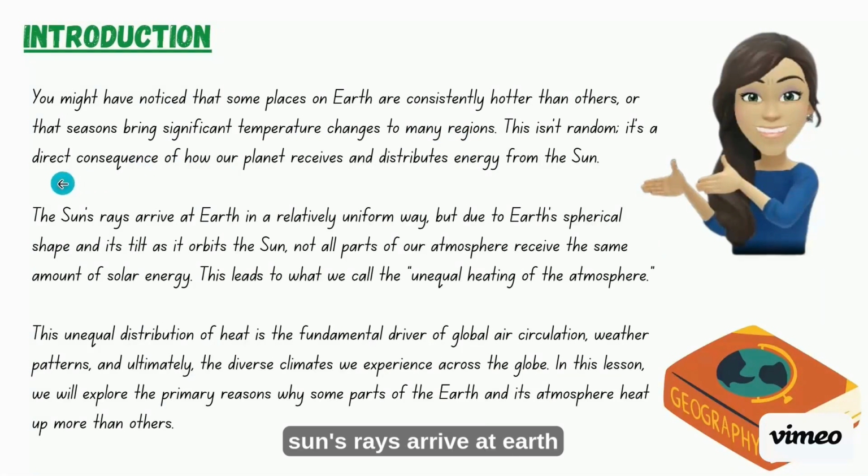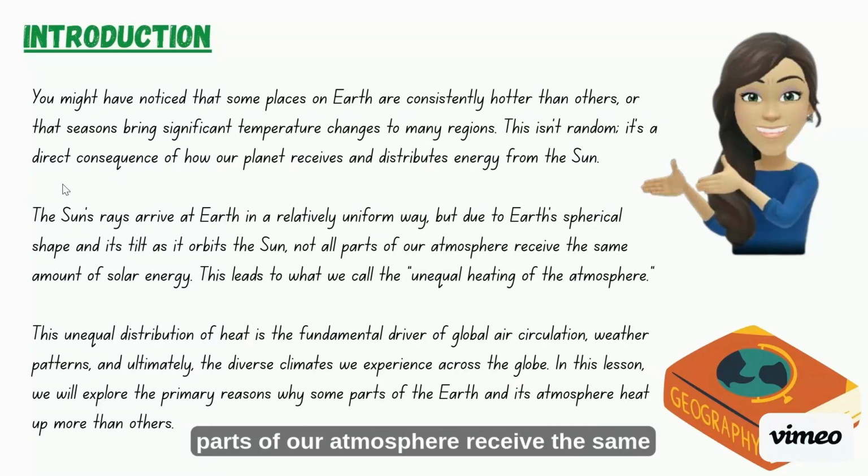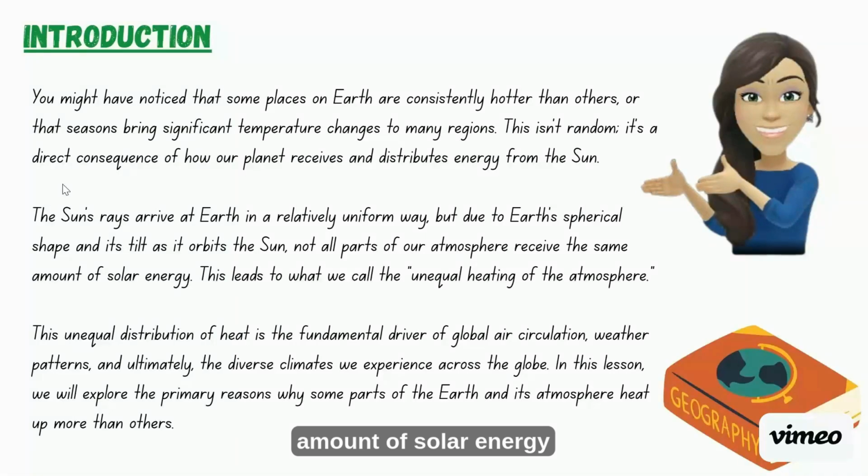The sun's rays arrive at Earth in a relatively uniform way, but due to Earth's spherical shape and its tilt as it orbits the sun, not all parts of our atmosphere receive the same amount of solar energy. This leads to what we call the unequal heating of the atmosphere, which is our topic for this lesson.